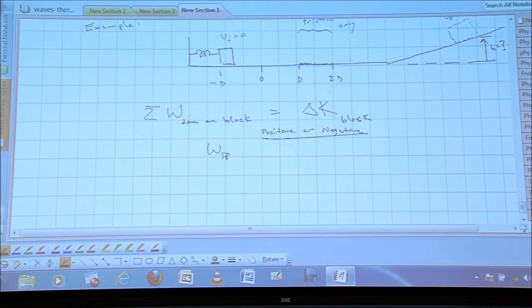Let me do it this way. Okay, what's the next thing that does work on the block? How about gravity? Well, let's wait on gravity. How about normal forces? Yeah, the normal force does no work, right? The work done by the normal force is going to be 0.